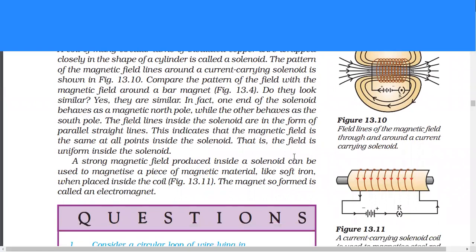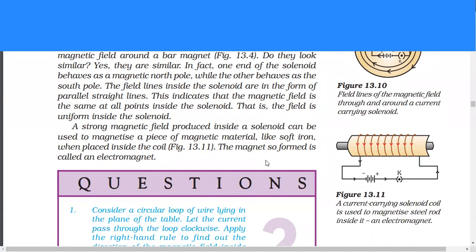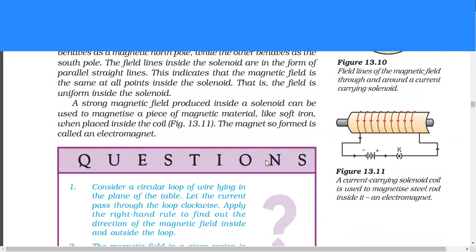In fact, one end of the solenoid behaves as a magnetic north pole, while the other behaves as the south pole. The field lines inside the solenoid are in the form of parallel straight lines. This indicates that the magnetic field is the same at all points inside the solenoid. That is, the field is uniform inside the solenoid. A strong magnetic field produced inside a solenoid can be used to magnetize a piece of magnetic material like soft iron when placed inside the coil. The magnet so formed is called an electromagnet.